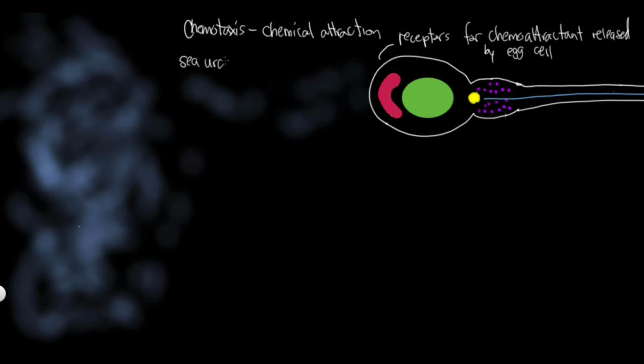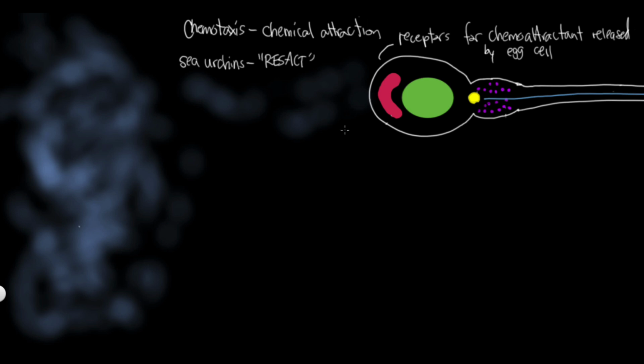and they characterized the chemical that was released, and they named it resact, R-E-S-A-C-T. And so other organisms that do external fertilization have their own form of resact. So this sperm and all the others are trying to follow this up a concentration gradient.